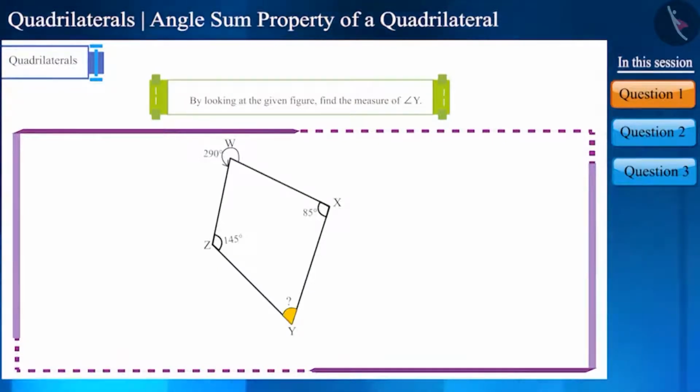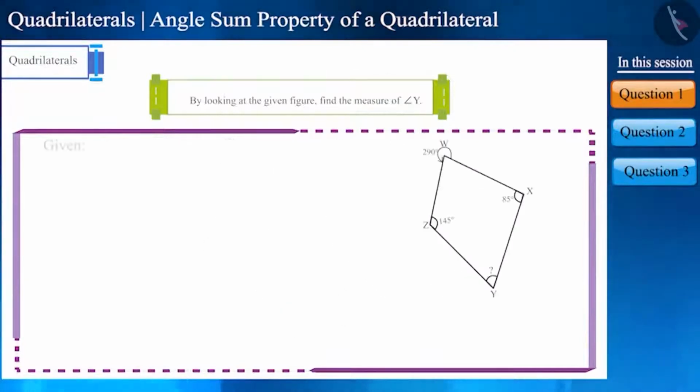Look at the given figure and find the measure of angle y. Friends, here we are given the measurement of 2 internal and 1 external angle of the quadrilateral, and we have to find the measurement of the remaining one angle. Here we will first find the measure of angle W.